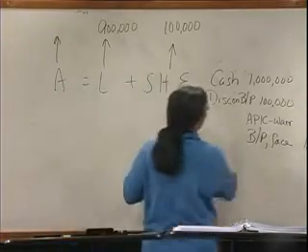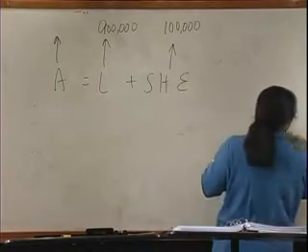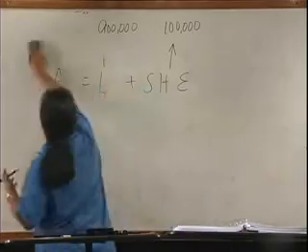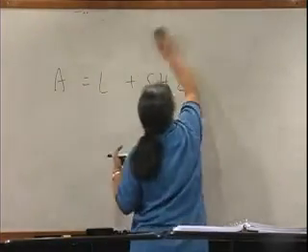Folks, you can never go wrong by doing a journal entry. You can never go wrong by thinking about things in terms of the financial statements, like my balance sheet here. You could never go wrong by doing T accounts.